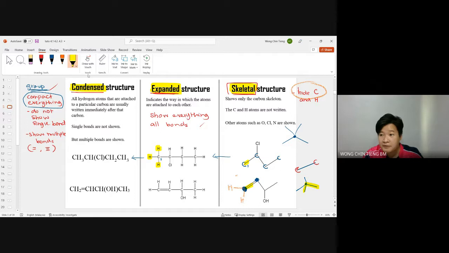Nampak? So, in the expanded, we show everything. Sebab pelajar akan selalu rasa skeletal susah. Tak susah pun. Kira satu, dua, tiga, empat je. Betul? Alright? Tak susah pun. Sebab tu saya nak mula daripada dia untuk kamu nampak dia tak susah pun.